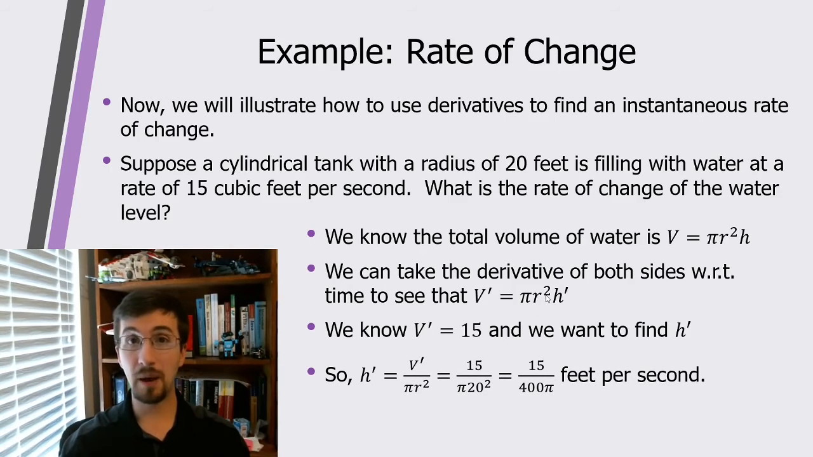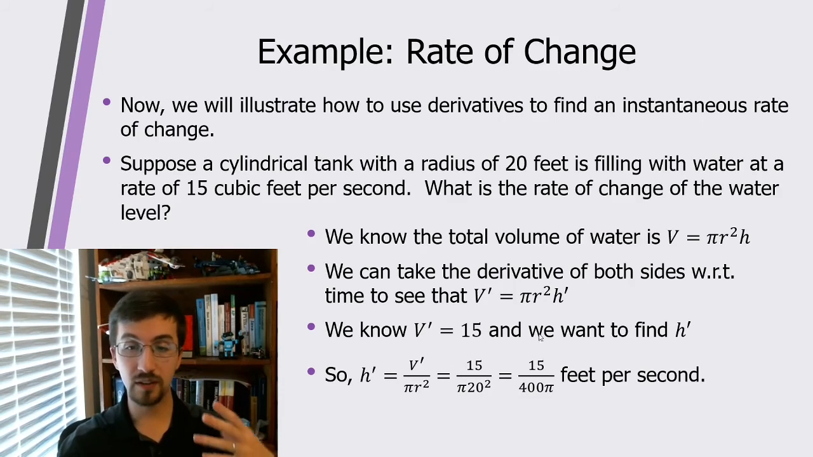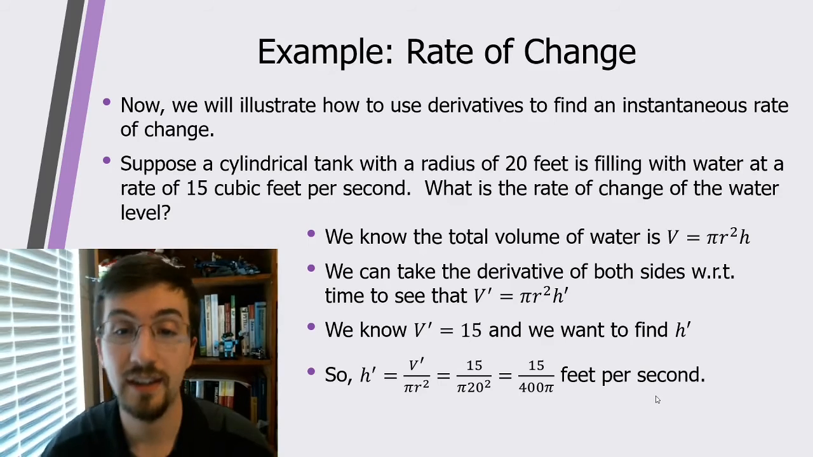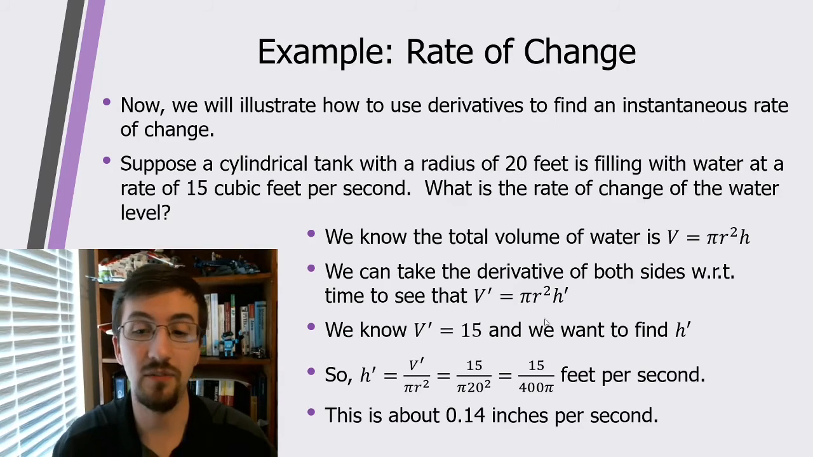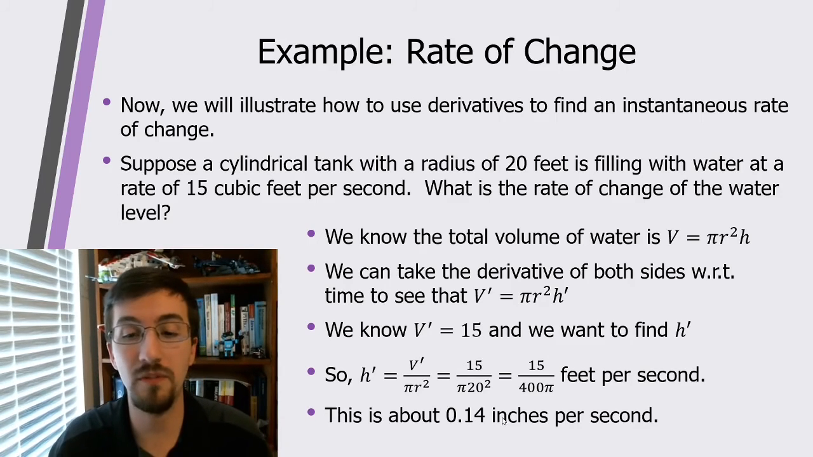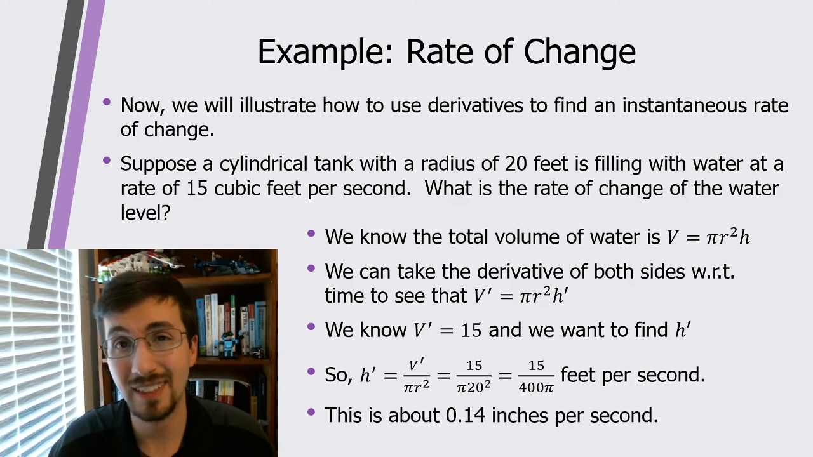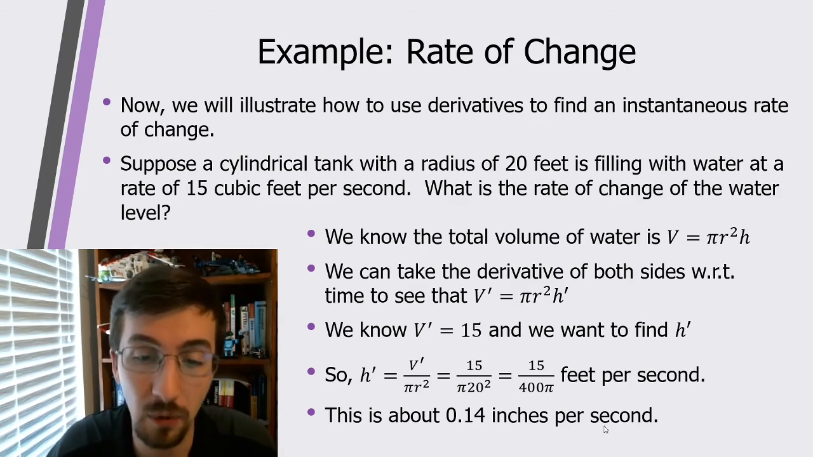So we want to find the change in height based on this. We just divide by pi r squared. So the rate of change of the height, h prime, equals v prime over pi r squared, 15 over pi times 20 squared, 15 over 400 pi feet per second is how quickly the water level is rising. If we converted this to inches, this is about 0.14 inches per second. So it's kind of going a little slow. It's going to take a while to fill up to the height that we want.